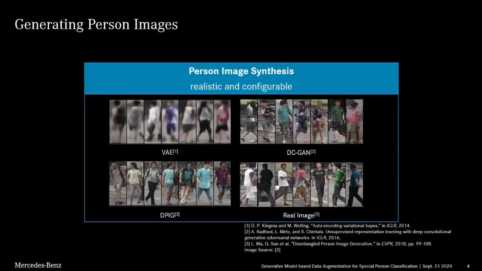Meanwhile, in recent years, many studies have shown great interest in generative models, especially in person image synthesis. As we can see here from the image, state-of-the-art generated images are gradually becoming more realistic, and the content of the image is yet configurable. Here we show the images from VAE back in 2014, DCGAN in 2016, and DPIG in 2018. You can see that the image quality is now comparable with real images. We believe that this could be exploited as a novel approach for data augmentation in person perception tasks.